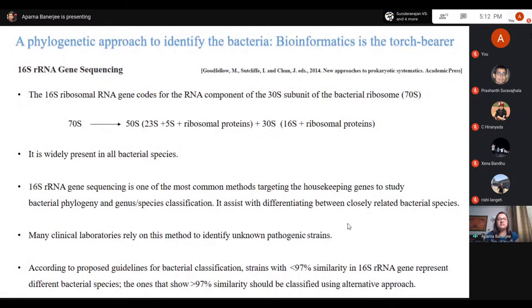This part is the gene that is almost the same in various bacteria, and it is present in all types of bacteria. We call it a consensus sequence, present in all different groups of bacteria. So we can identify them through this, which is present in everyone but is unique to them. And this 16S rRNA gene sequencing is one of the most common methods.